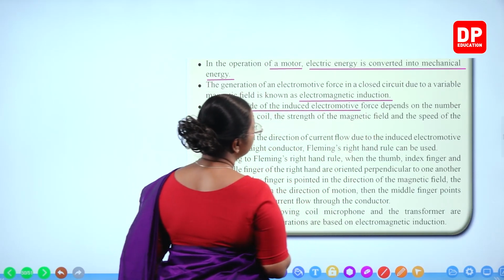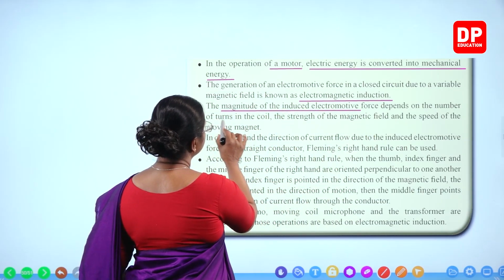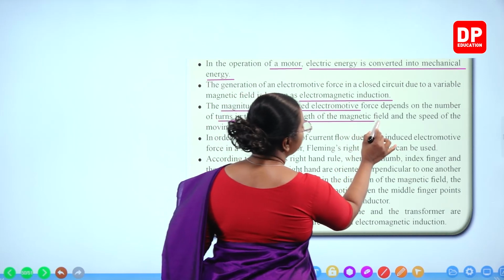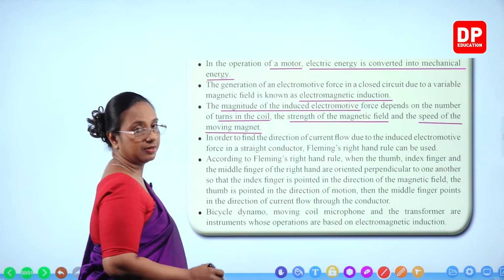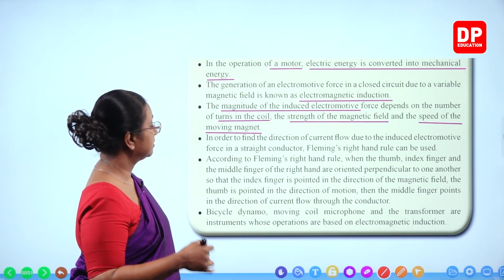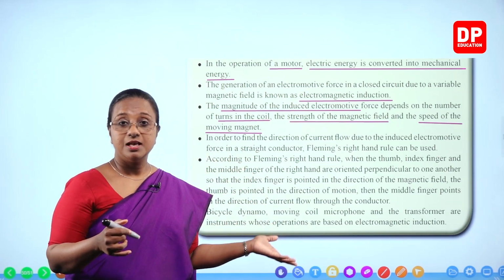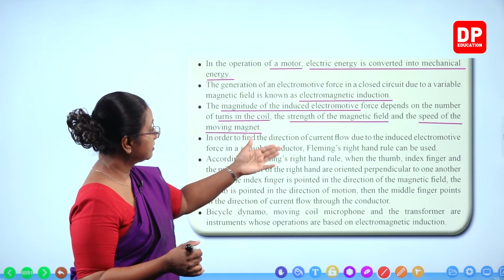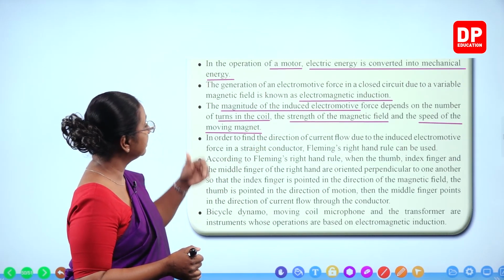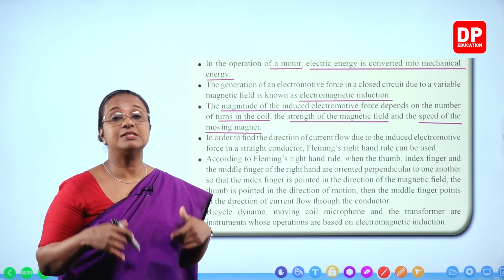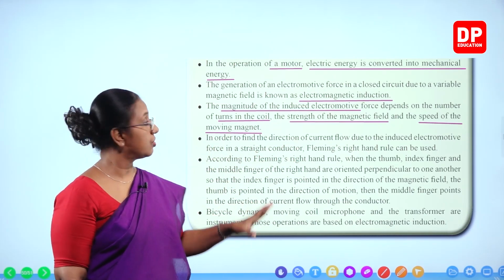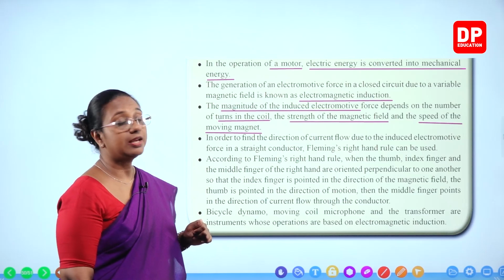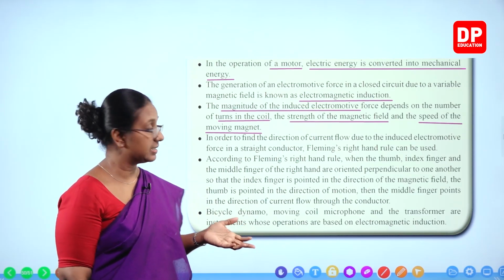The magnitude of the induced electromotive force depends on the turns in the coil, the strength of the magnetic field and the speed of the moving magnet. So when the number of turns increases, the electromotive force increases. When the strength of the magnetic field increases, the electromotive force increases. When the speed of the moving magnet increases also, the induced electromotive force increases.